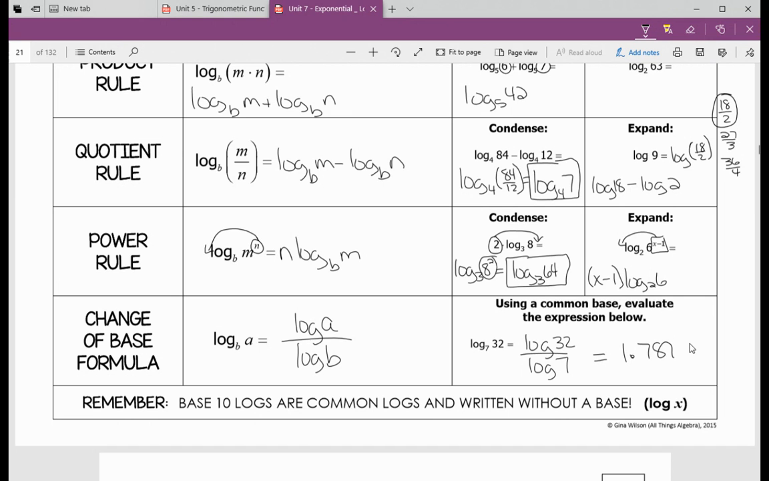Okay, now remember, base 10 logs are common logs and they are written without the base. Remember, anytime you see log of a number with no visible b value down here, then it's automatically a base 10, and pressing the button on your calculator is a fair game.